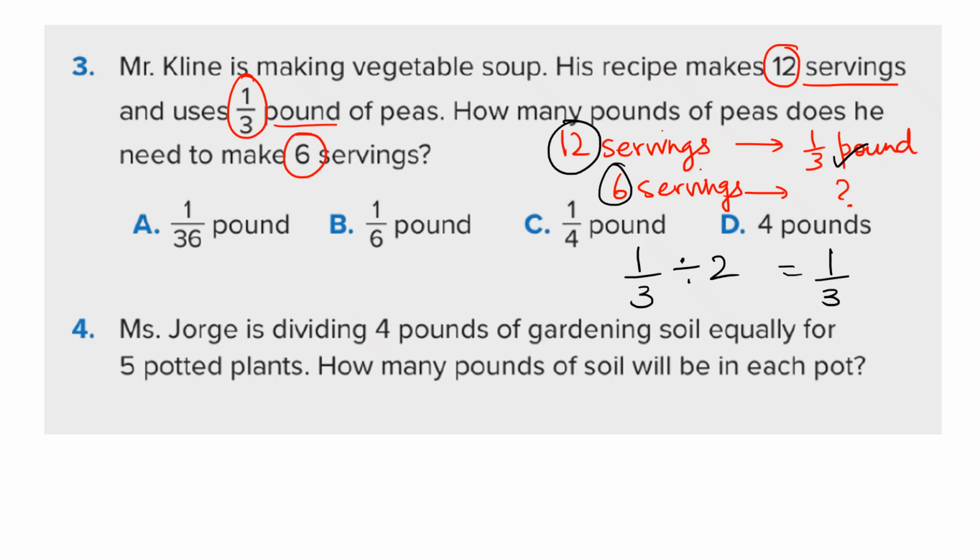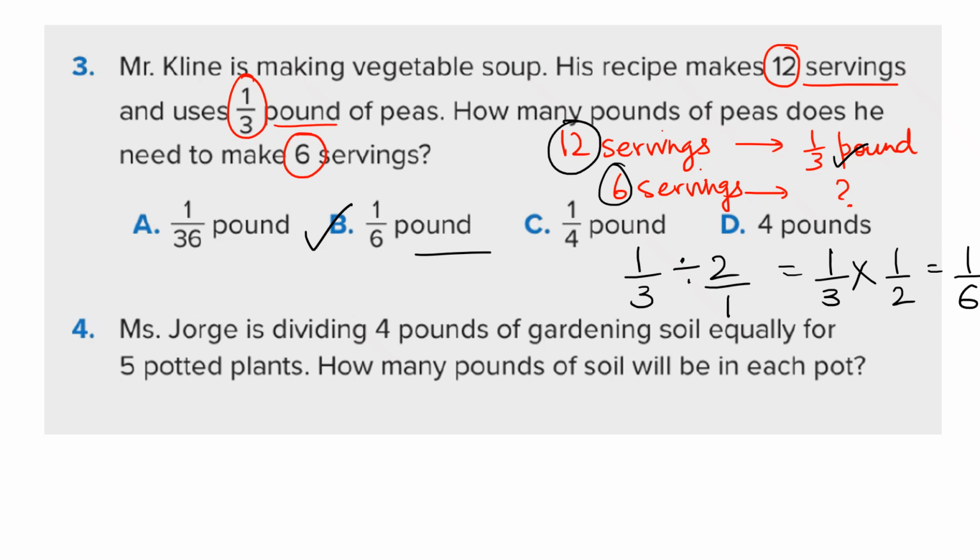Let's do it: I change division to multiplication and take the reciprocal. Here it is 2 by 1, so here it will be 1 by 2. So how much? 1 over 6 pound. That's another way of doing the question, a shortcut, because it is an exam MCQ.